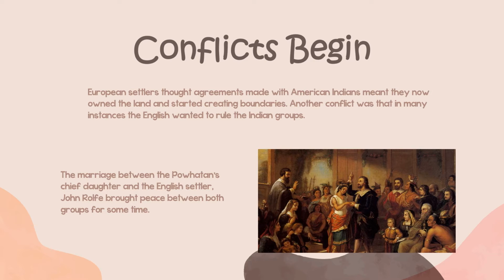This brought peace to the two groups for a period of time, but the English settlers continued to expand into the Powhatan's territory. The second Powhatan war began because of this. The settlers and the American Indians battled over these lands, and this war lasted 10 years.